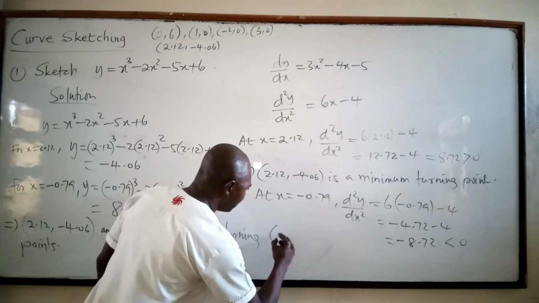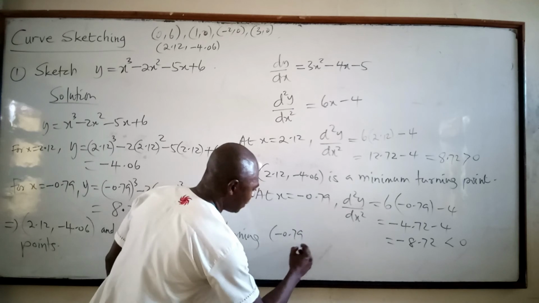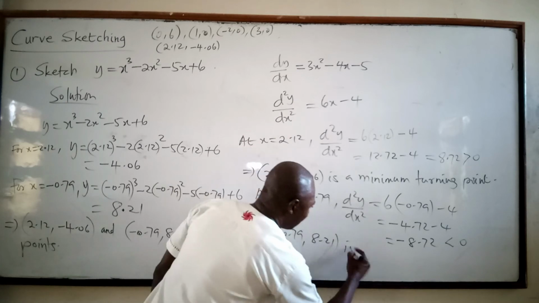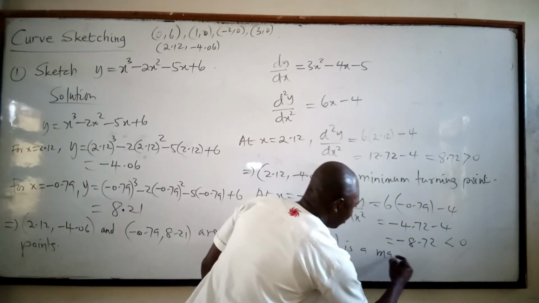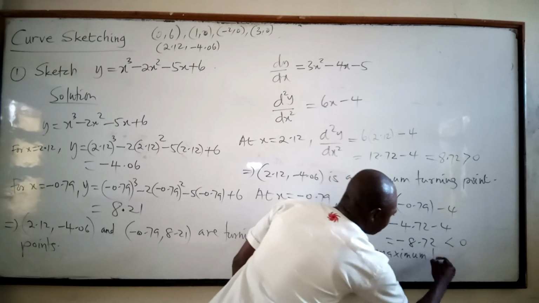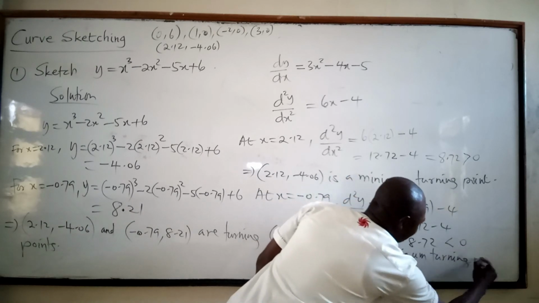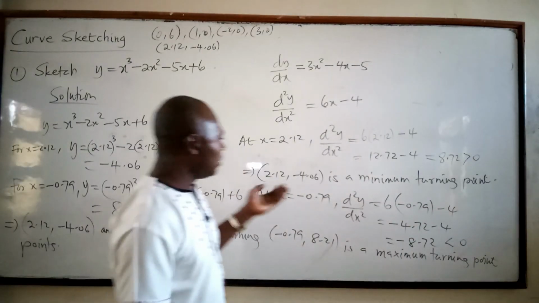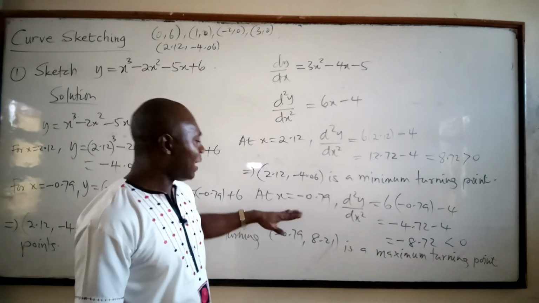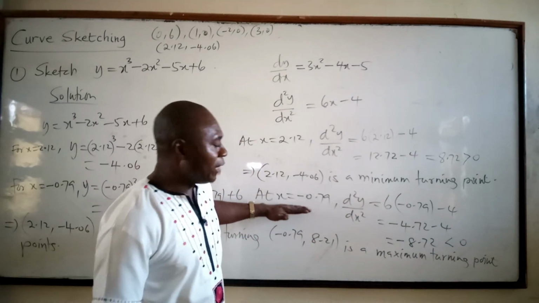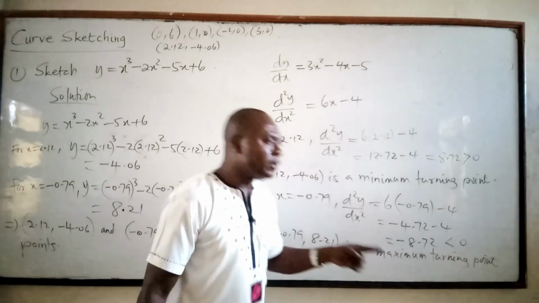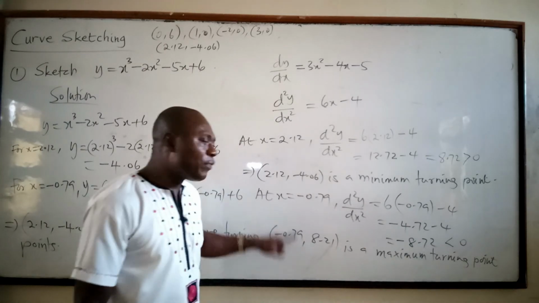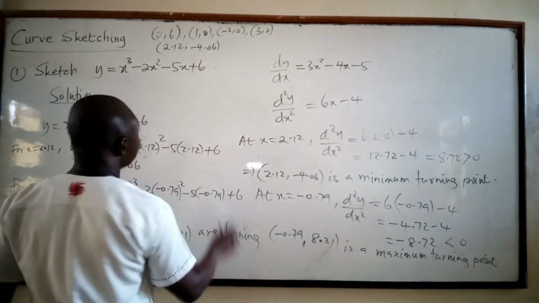So you can see that this value is negative, which is less than 0. What this means is that negative 0.79, 8.21 is a maximum turning point. So what you are saying is that when d squared y dx squared is evaluated at an x value and you are getting an answer which is negative, then it means that that x value is the x coordinate of a turning point which is maximum. So let's write it here.